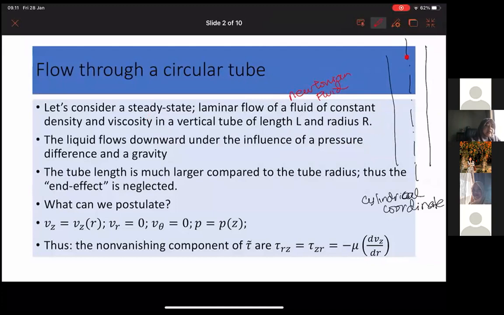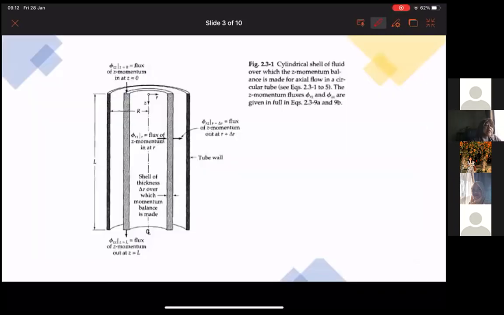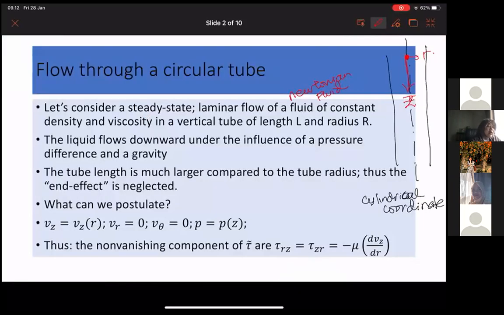The flow should be in the z direction, and the radius is in the r direction. In cylindrical coordinates we have r, z and theta, where theta is the circular angle, the circular direction.